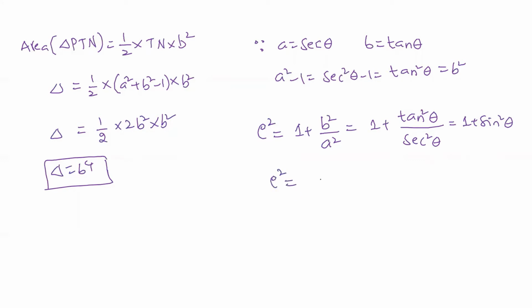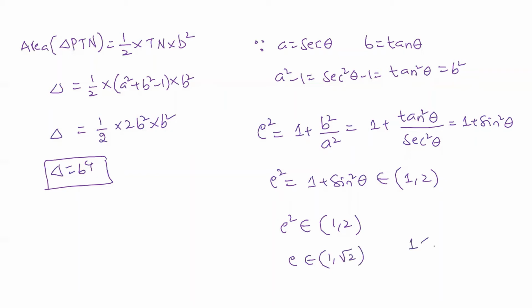So ultimately we got eccentricity square is going to be equal to 1 plus sine square theta, and we know the value of sine square theta is going to be between 0 and 1. So 1 plus sine square theta value is going to be between 1 and 2. That means eccentricity square is going to be between 1 and 2. So we are going to get eccentricity is going to be between 1 to root 2, right? So we are going to get the relation as 1 less than e less than root 2 as one of the answers, and delta is going to be equal to b raised to 4 as the second answer for this question.